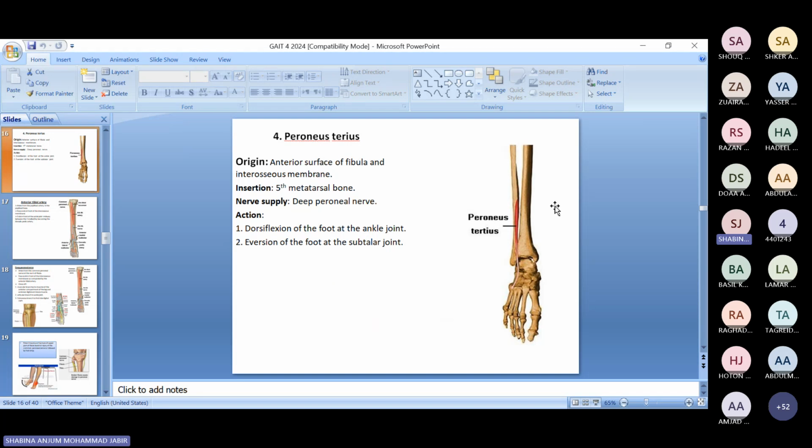Then we have the peroneus tertius. Tertius means, as I told you, the third peroneus. Here you can see this is also a small muscle taking origin from the fibula. And what is the insertion? Over the fifth metatarsal bone. Its action, because it is from the dorsiflexion group, is dorsiflexion as well as eversion of the foot at the subtalar joint.